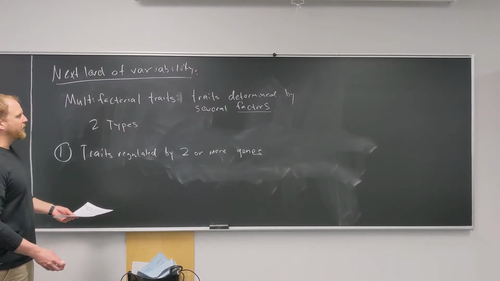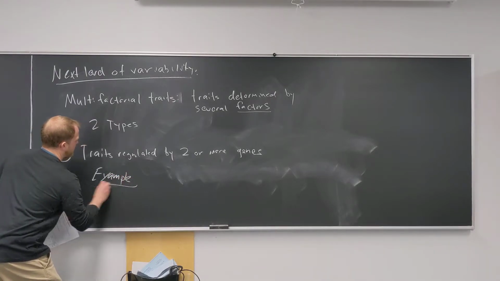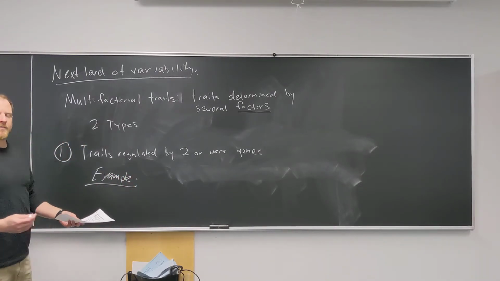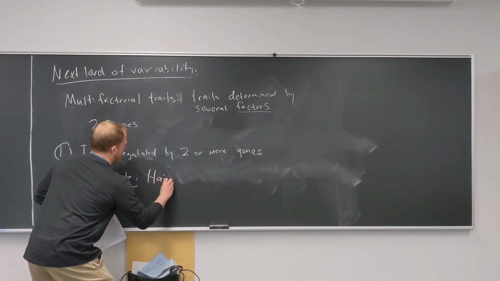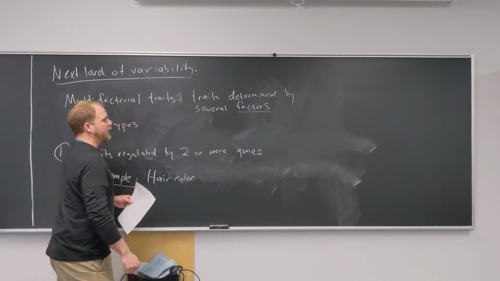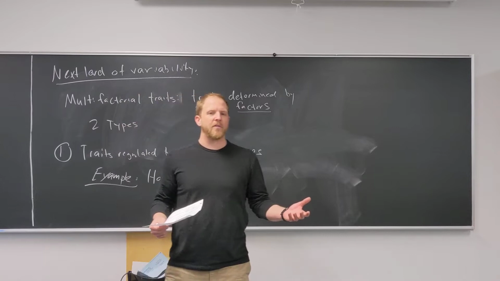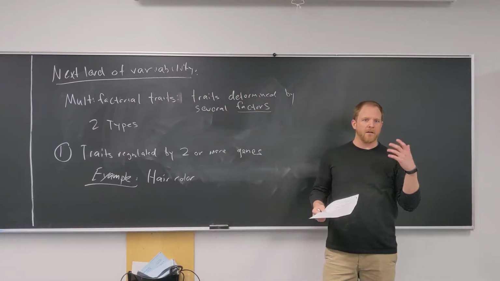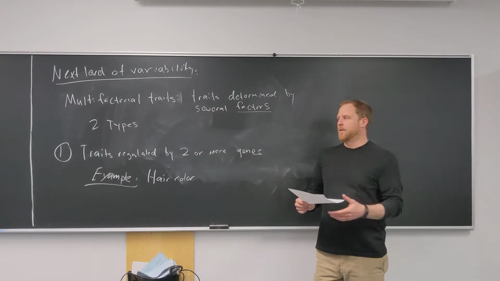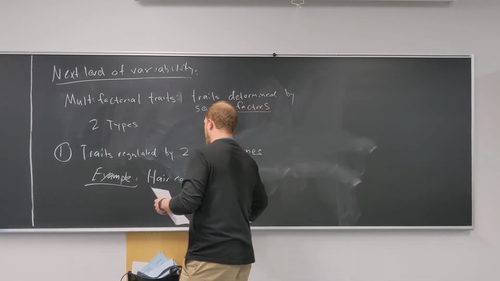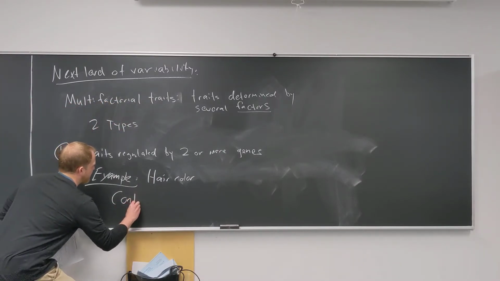And so the example I'm going to run through here, a classic multifactorial trait in humans and in animals, is hair color. Okay. So we know of hair color as having a huge range of different phenotypes. Blonde hair color, brown, black, red, and then a lot of stuff in between too. Right? So this is another important term I'm going to bring up here. Hair color is an example of a continuous trait.